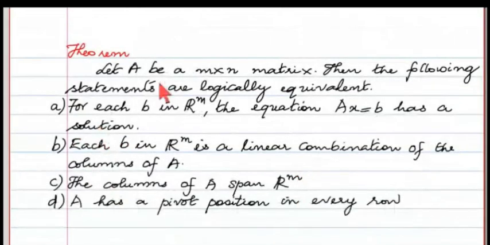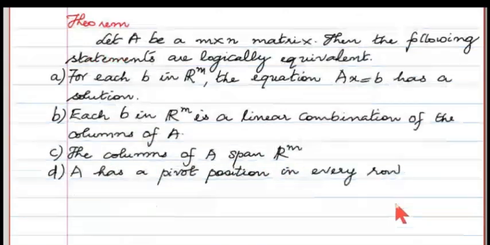Another theorem. Let A be an m by n matrix, then the following statements are logically equivalent. For each b in Rm, the equation Ax equal to b has a solution. Each b in Rm is a linear combination of the columns of A. The columns of A span Rm. A has a pivot position in every row.